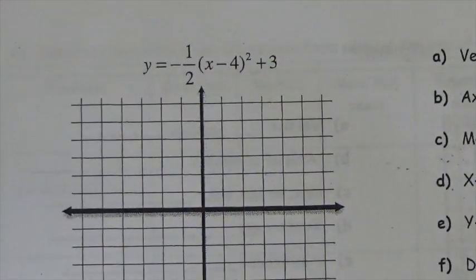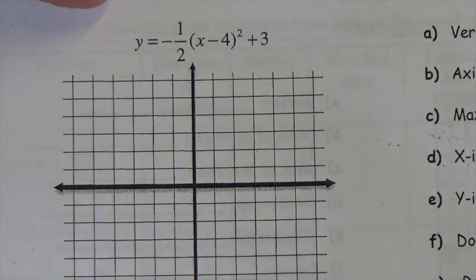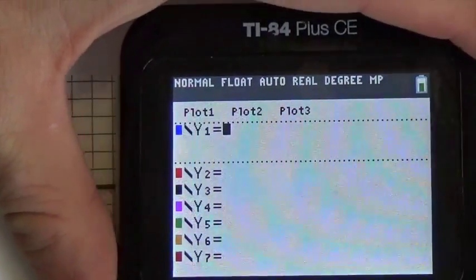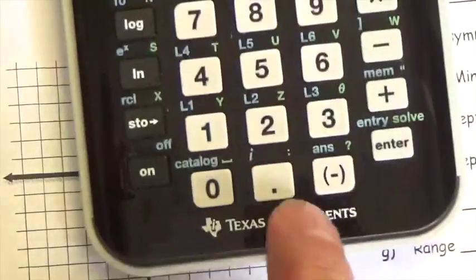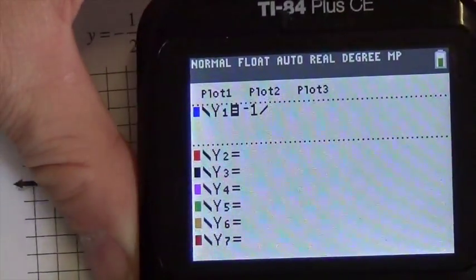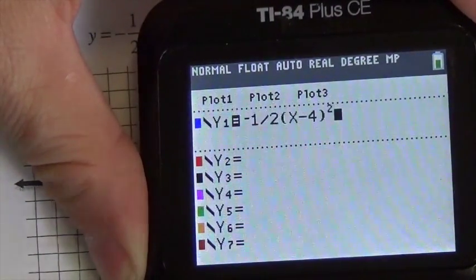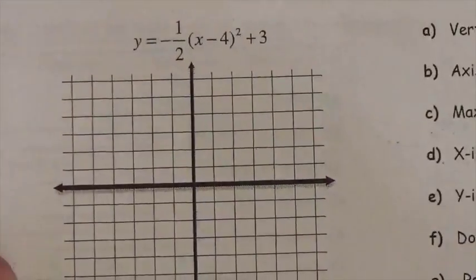Okay, let's do one more here with the calculator before we take a look at a different style of problem. So negative 1 half (x minus 4) squared plus 3. And again, we'll walk this all through here. So I'm going to go back, y equals, okay, we'll clear that. Just press the button clear. And then I've got negative 1 half. This time I will use the negative button down here, by the way, because I'm starting with that symbol. So negative 1 half. Then it was (x minus 4) squared plus 3. So I've entered in my function here.